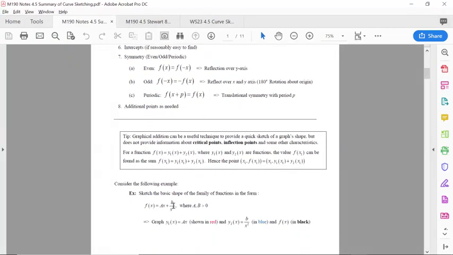Here's an example where I talk about graphical addition. Graphical addition is where if you take the y coordinates along two curves with the same x value, the graph of the sum of those two functions would have a y coordinate equal to the sum of the two y coordinates.